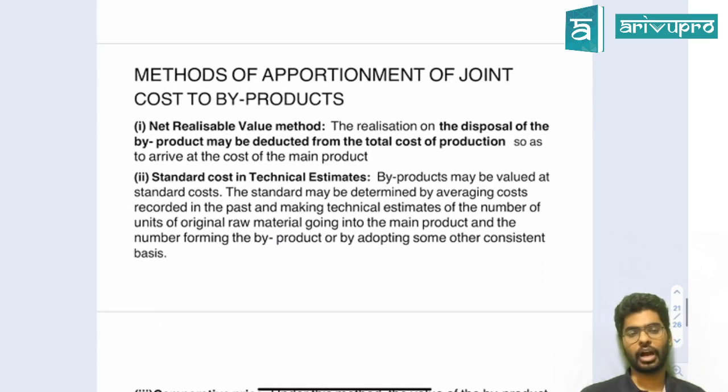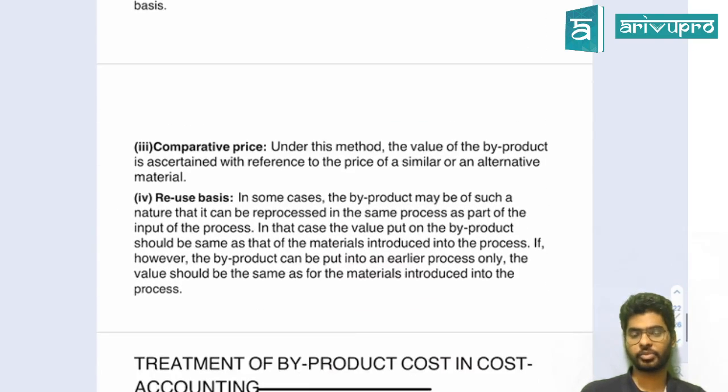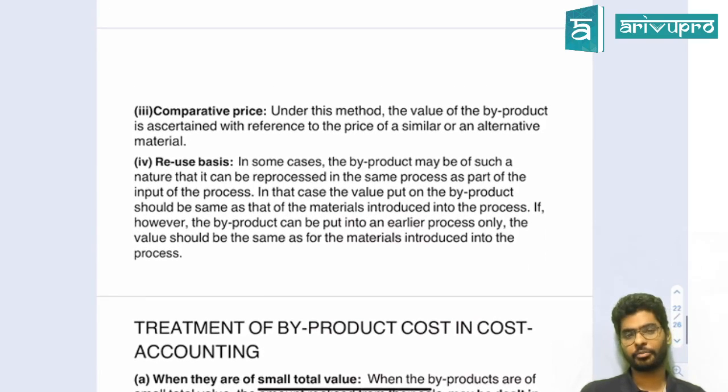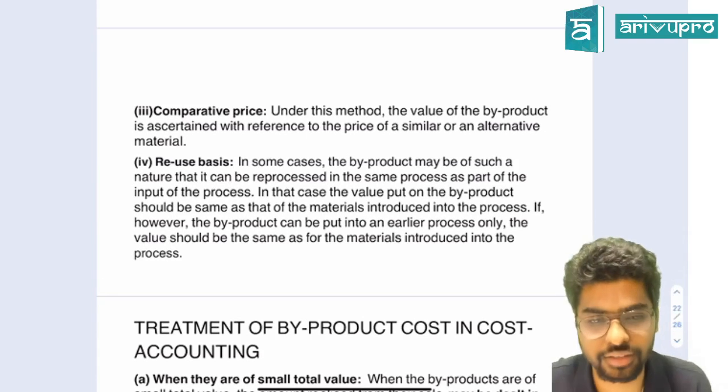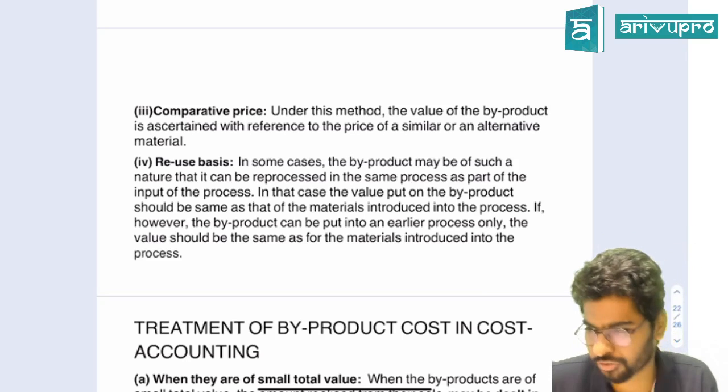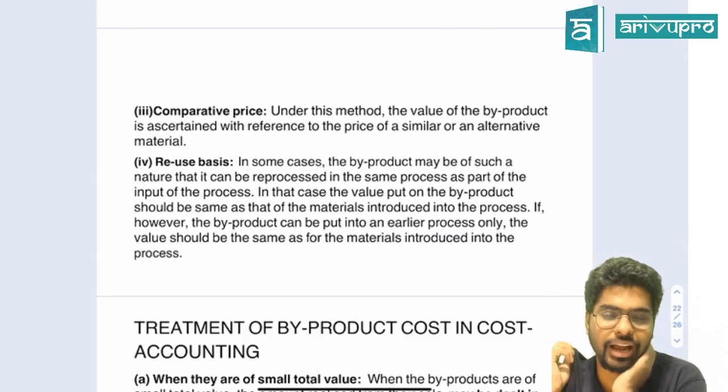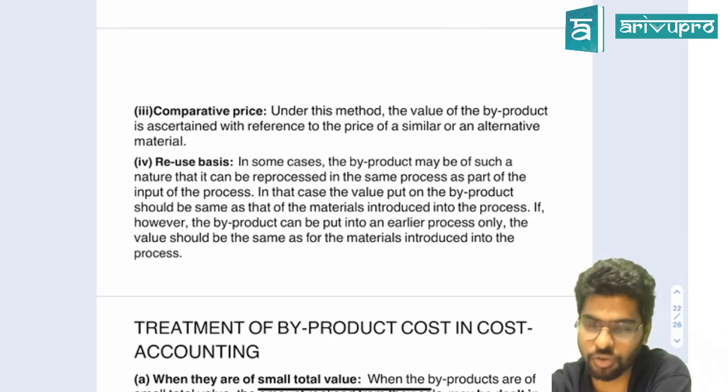you need to understand how we are going to be apportioning the joint products. Now the methods are the same. One, the method of apportionment of joint products to the byproducts: either we do the net realizable value, standard cost and technical estimates we will not be using. Comparable prices that we try taking, because byproducts are the wastages which have some market value. So I try finding the comparative price of the byproduct, and the last one is if it can be used for further processing, what would be the price of it being used.